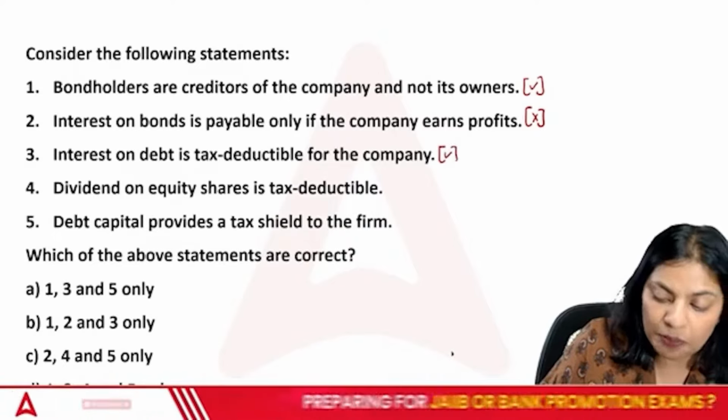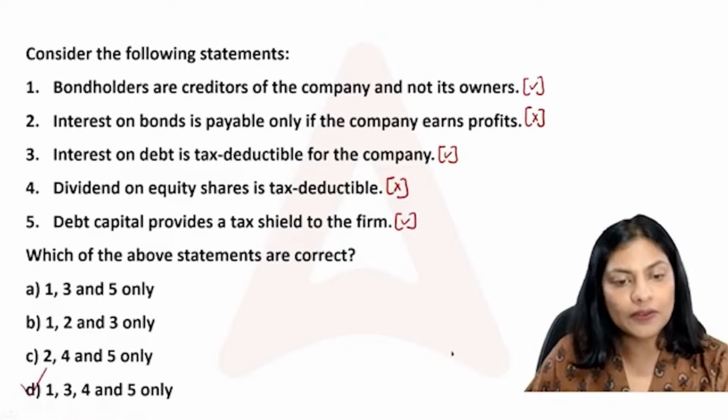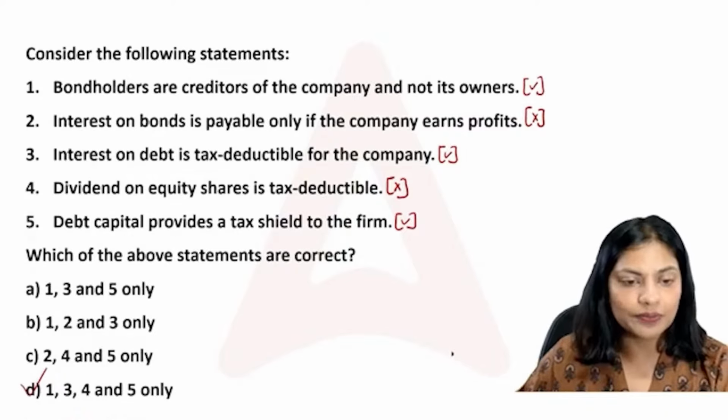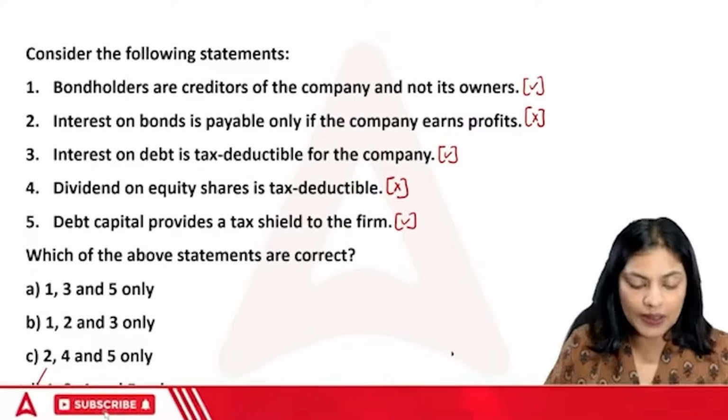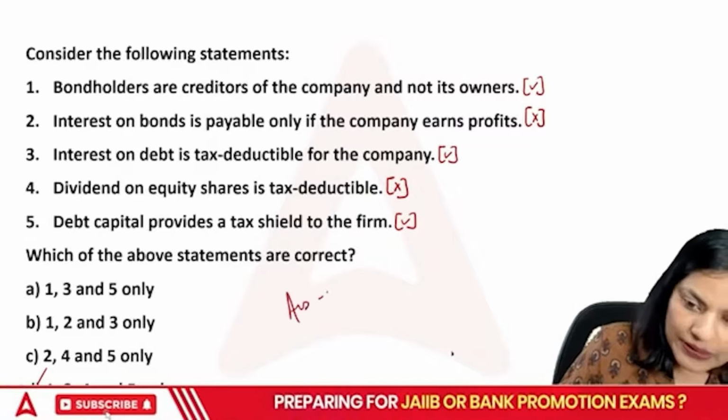So as per this, you have to say which of the following statements are correct. You are not able to see one option. Just let me close this. So the right answer here will be 1, 3, 4 and 5. That would be our right answer. Correct. So option number D.